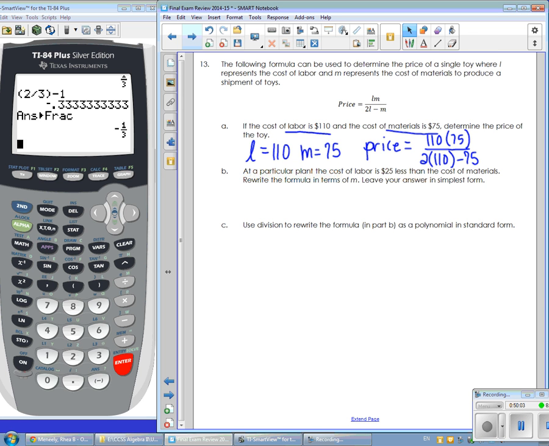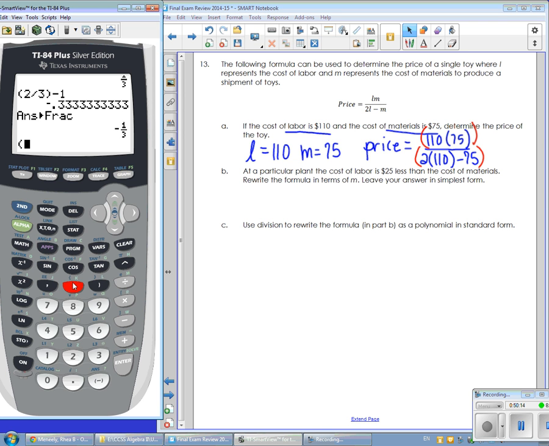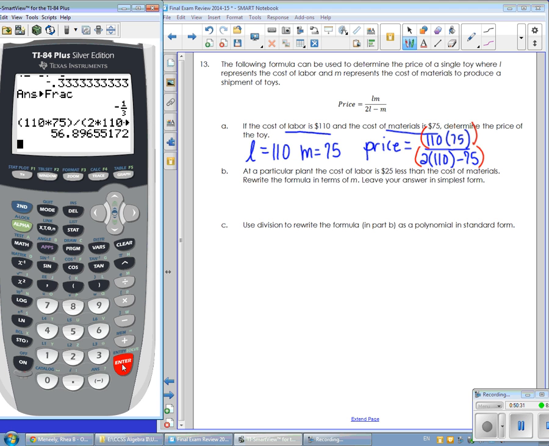And I can do this on the calculator. Make sure you put both the numerator and denominator in parentheses. So I'm going to go like this just to emphasize the need to put those parentheses in there. So I'm going to have parentheses 110 times 75. That's going to go on top. And then I'm going to divide by, and I need to put parentheses around the whole thing, 2 times 110 minus 75. And my parentheses. And that tells me that the price is $56, and that's going to round to 90 cents.